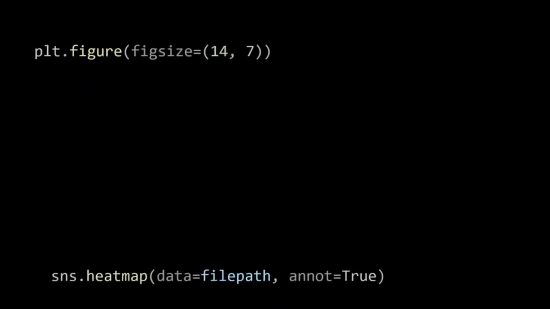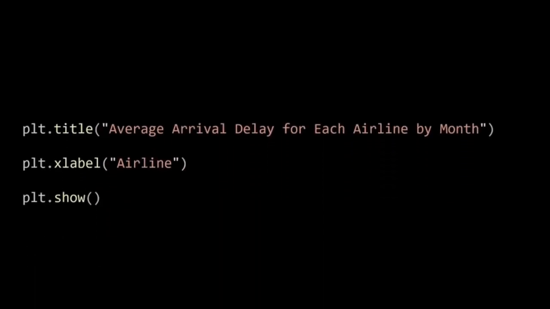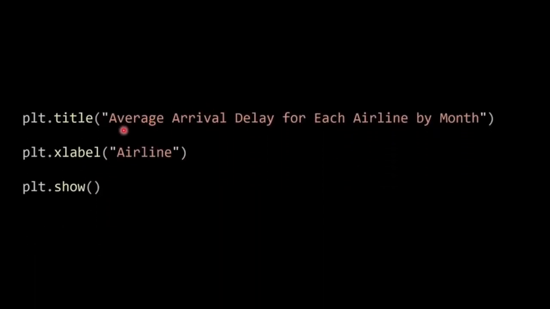Now the next thing is we have to call the heat map. For that I am using SNS, which represents the Seaborn library, and the dot heatmap function, where data is equal to the file path that I have written just now, and annotate equals true. If you give true, then the annotations or the values of the respective boxes will appear, otherwise they will not appear. The next thing is we have to give the title and labeling. The title is average arrival delay for each airline by month, and the label of the x-axis I have given is airline. You can give a y-axis label also, and finally plt.show.